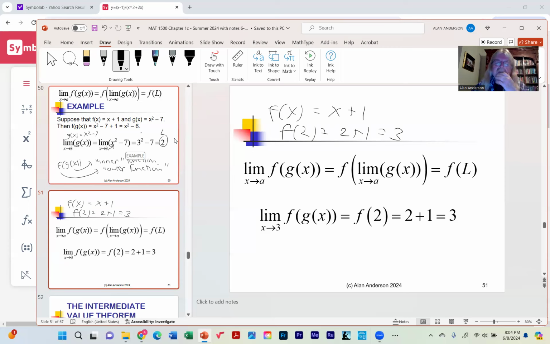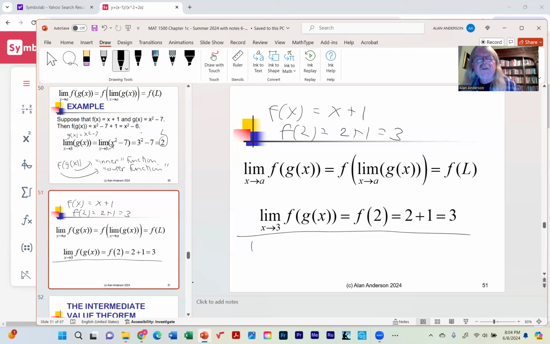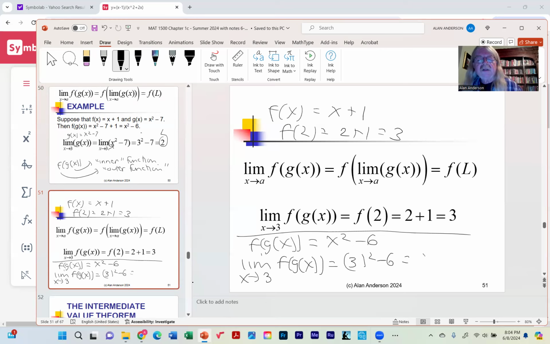By the way, I do want to point out that this is not the only way to solve for this thing. If you're willing to calculate the composite function yourself, remember we determined that f of g of x is x squared minus 6. Well, if that's the case, then the limit is just 3 squared minus 6, which is 9 minus 6, which is 3. So in other words, you could have just solved for the composite function yourself and then taken the limit the normal way. But the theorem could save you some time depending on how complex these formulas are.